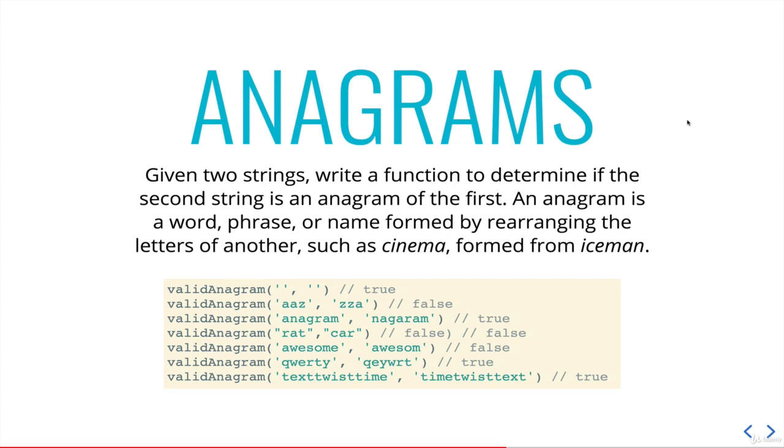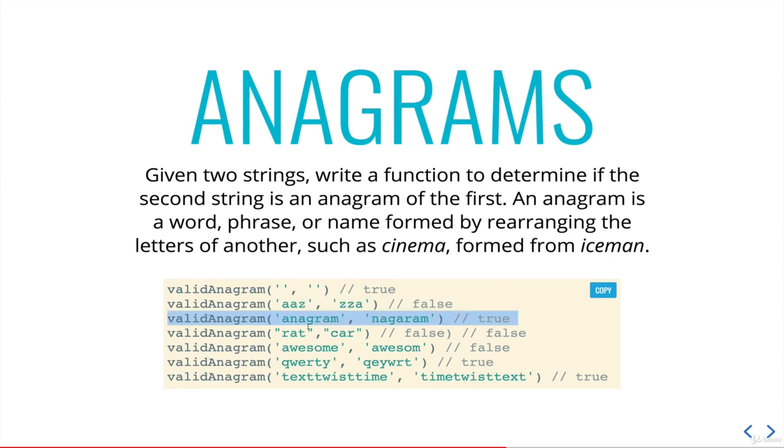The frequencies are correct. So for example, empty string, that should be true. That one's easy. AAZ and ZZA. It's not a matter of just checking if they have the same characters, because this has an A, this has a Z, this has an A, this has a Z. It needs to be the same number as well. So this will be false.